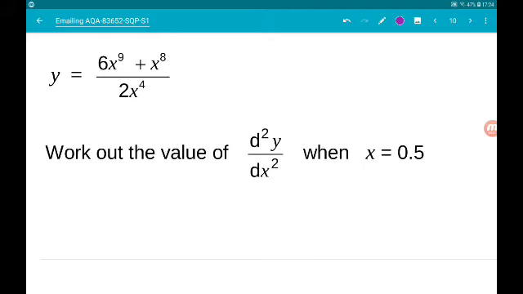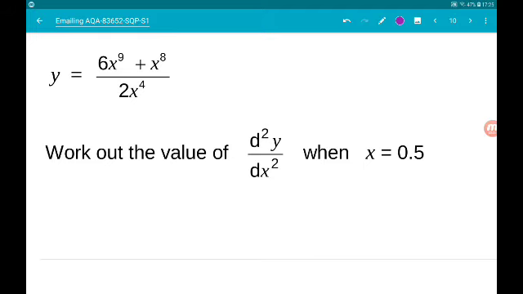Okay, question 10. y is (6x to the power 9 add x to the power 8) over 2x to the power 4. We want to find the value of d squared y over dx squared when x is equal to 0.5. So this is differentiation, if you want any more content on this, check out my playlist down below.